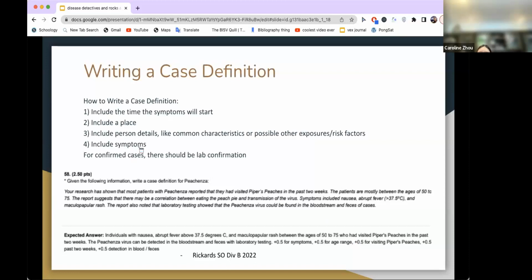And then second to lastly, include symptoms. Here, symptoms included nausea, abrupt fever, and rash. So you would write that in the case definition somewhere. And for confirmed cases, there should be lab confirmation. So this is a confirmed case, because it says that laboratory testing showed that the Piacenza virus could be found in the bloodstream and feces of cases. So you would write that here as detection in blood or feces as lab confirmation.